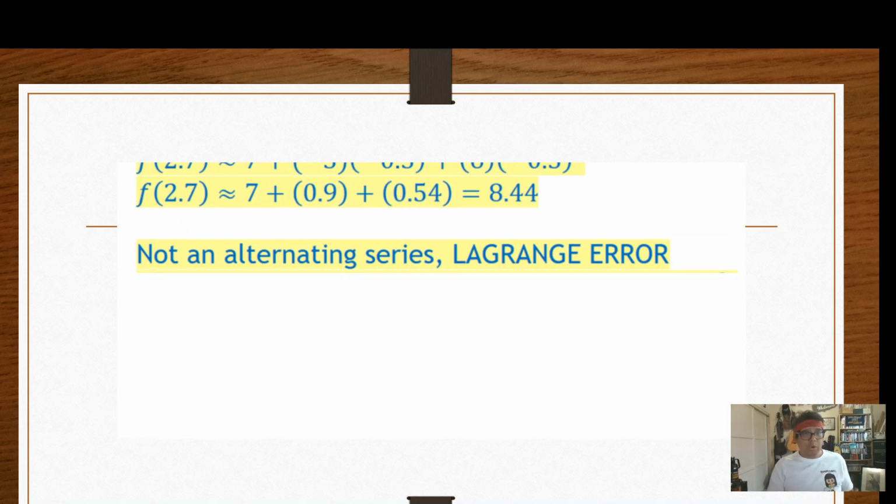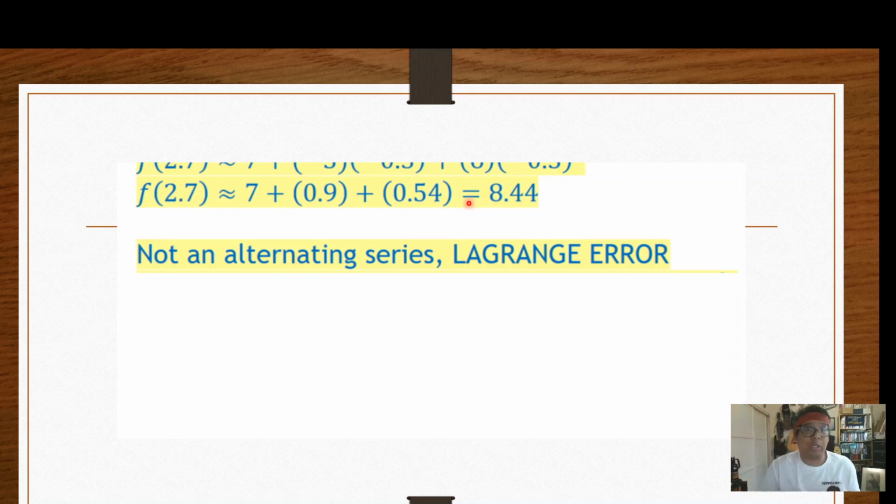Next, notice that this series right here was not an alternating series. If it was an alternating series, then I can use the alternating series bound. But the fact that it's not an alternating series means that I need to use the Lagrange error bound. Remember, it's one or the other.